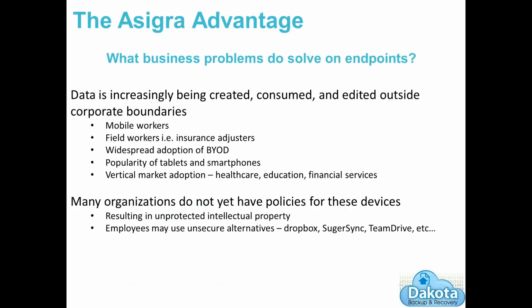So data is increasingly being created, consumed, and edited outside the corporate boundaries. Much of it still needs to be protected, however. Many office workers today that create information have both a traditional desktop and more than one mobile device, such as a laptop and a smartphone or tablet. However, many organizations do not have defined data protection policies for these types of devices. And this results in unprotected intellectual property or employees using unsecure alternatives such as Dropbox, SugarSync, TeamDrive, etc.